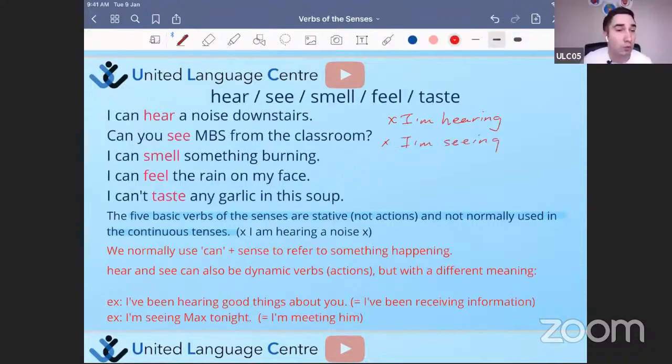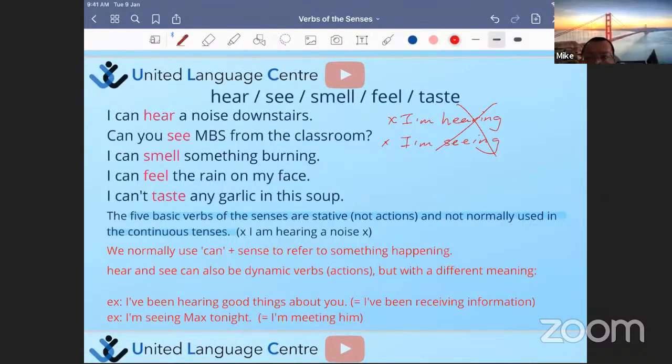Okay, these are wrong. We can't say that. I am smelling something. No, right? I am smelling something burning. No, usually no, right? If I have a flower, right, I can say I'm smelling the flower. That's fine, right? Because it's an action. So sometimes smell is a state. Sometimes smell is an action, right? I have a flower. I'm smelling it, right?